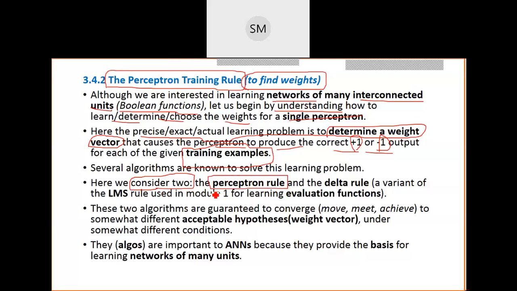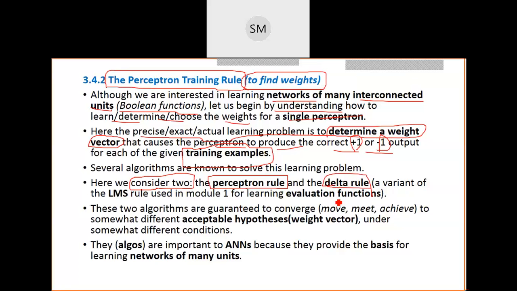Just remember it. Perceptron rule. Okay, so this is one training rule: the perceptron training rule. The second algorithm is called the delta rule. Just remember these two algorithms, the perceptron rule and the delta rule. Both of them are very, very important for your exam.